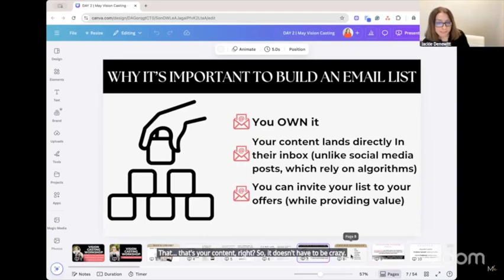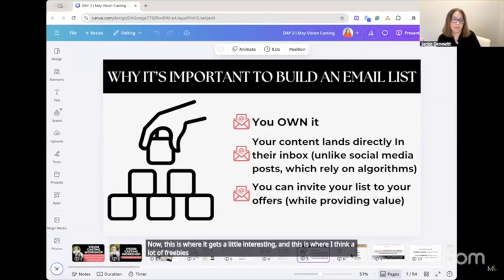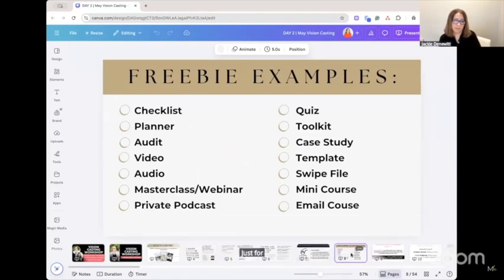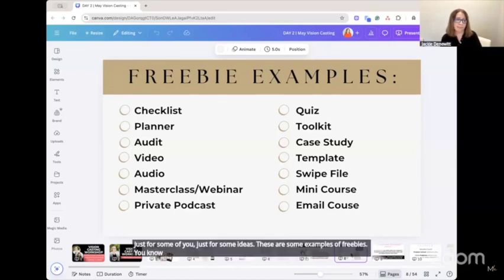Now, this is where it gets a little interesting. And this is where I think a lot of freebies kind of tank or they don't do what you want them to do. So when I say freebie, just for some ideas, these are some examples of freebies. You know, with a checklist, that's something that Melissa obviously has. Her LinkedIn checklist, that's her OG. That's the one that she had when she first started. You know, there's all different kinds of things.